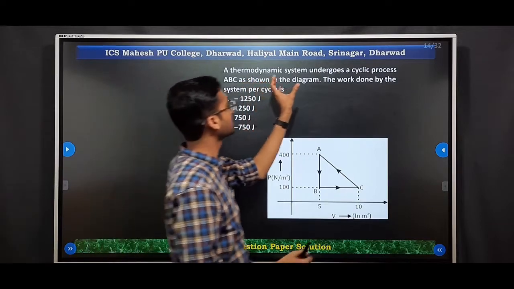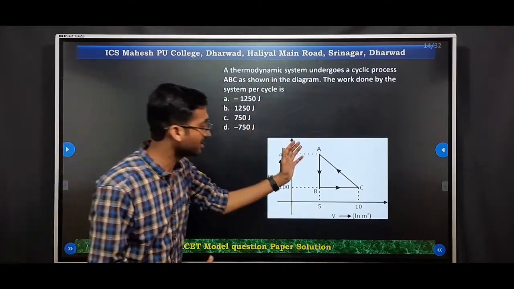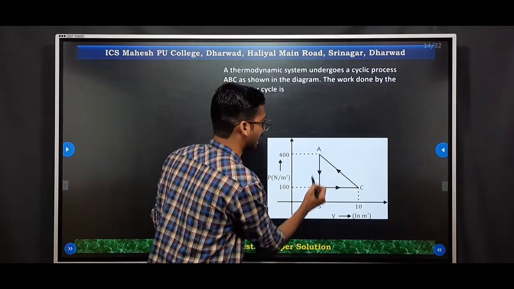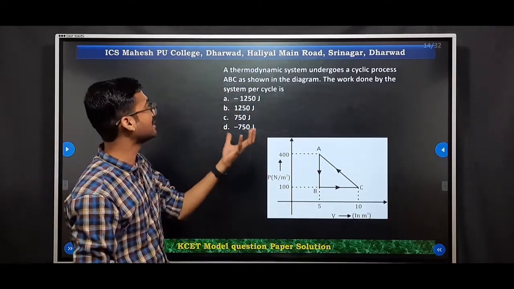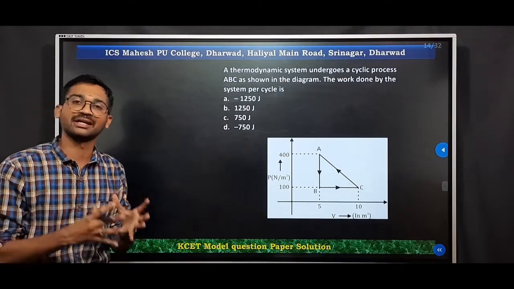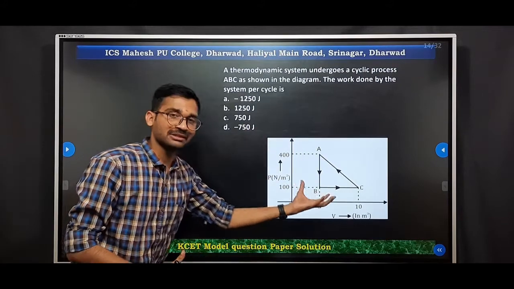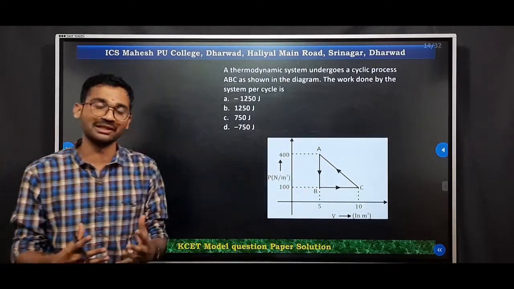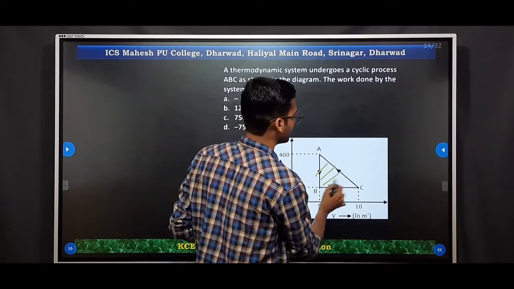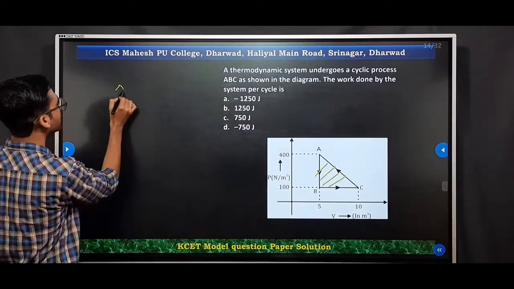A thermodynamic system undergoes a cyclic process ABC. Here you can see it's a cyclic process ABC, as shown in the diagram. What is the work done by the system per cycle? For a thermodynamic system, the area under the graph will give us the work done. Therefore, area under the graph.